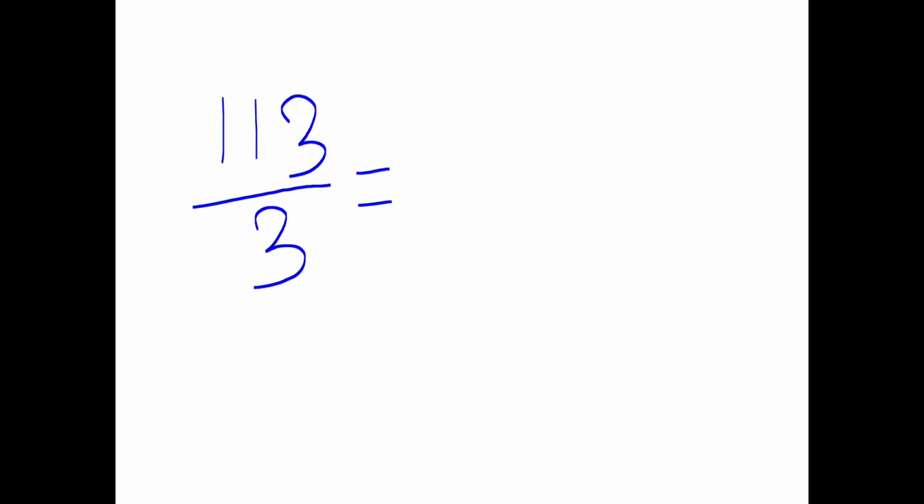And for the last question that says 113 divided by 3. So that is, how many 3s will you get in 113? Very good. We have 37, right? Good. We have a remainder, right?